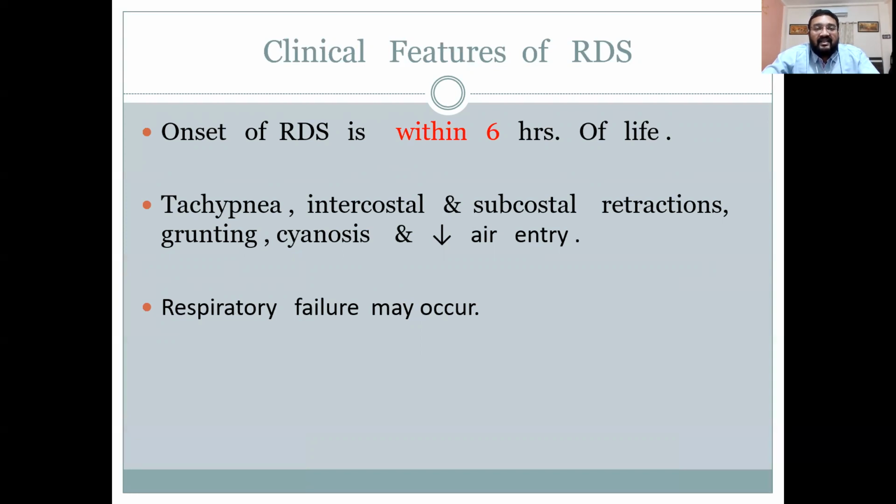Clinical features of RDS. Onset of RDS is seen within the first 6 hours of life. It commonly presents with signs of respiratory distress like tachypnea, that is respiratory rate of more than 60 breaths per minute, intercostal and subcostal retractions, grunting, cyanosis, decreased air entry, and inability of the baby to maintain SpO2 on room air. Respiratory failure may occur if the newborn is not managed timely.